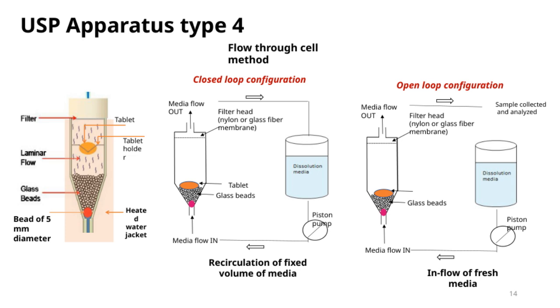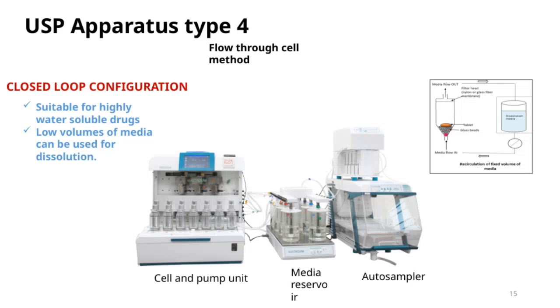Finally, the flow-through cell method is another approach used with this apparatus. It involves continuously flowing the medium through a cell containing the sample, which is particularly useful for testing products with complex release profiles. All these elements come together to make the USP apparatus Type 4 a versatile and widely used instrument in dissolution testing. Now, let's look at some key points about the USP apparatus Type 4, which is often referred to as the flow-through cell method.